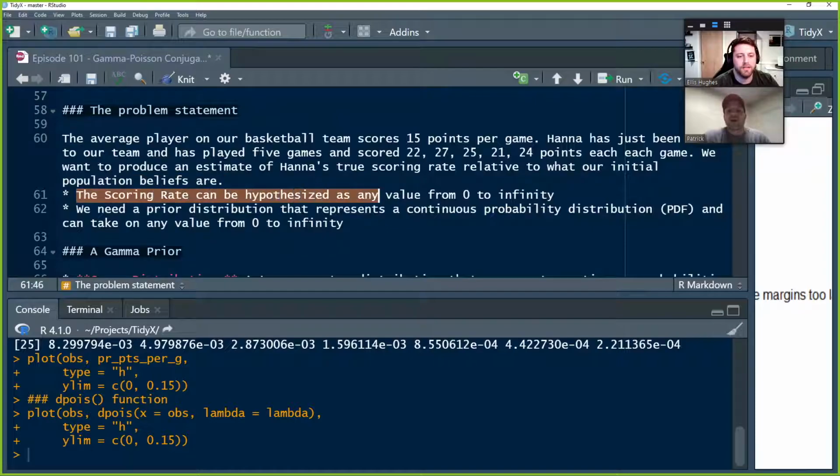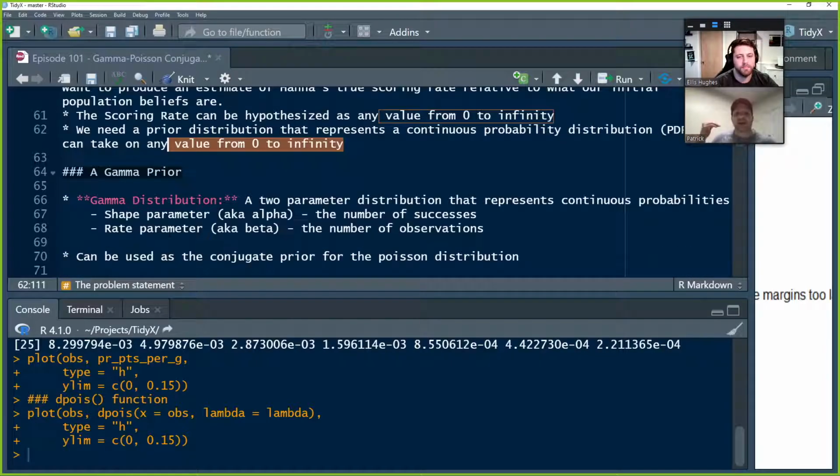And scoring rate can be hypothesized to be any value from 0 to infinity. If we took a mean over a whole bunch of players, it doesn't have to be a discrete value like 13 or 17. It can be any of those values. It just can't be below 0. So we need a prior distribution that can represent a continuous probability distribution, a probability density function, and can take on any value from 0 to infinity. And so for that, enter the gamma prior.